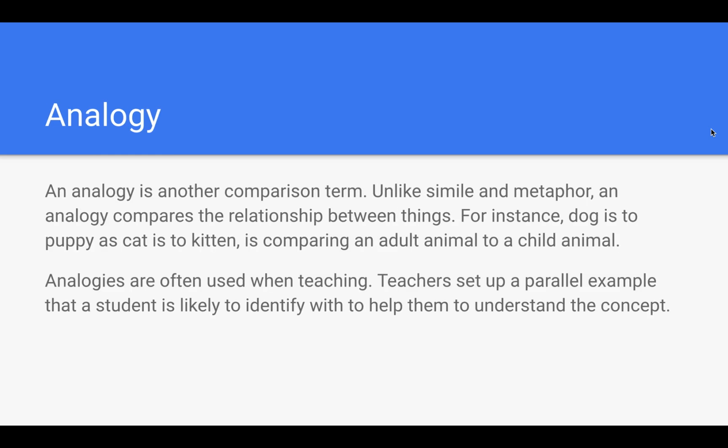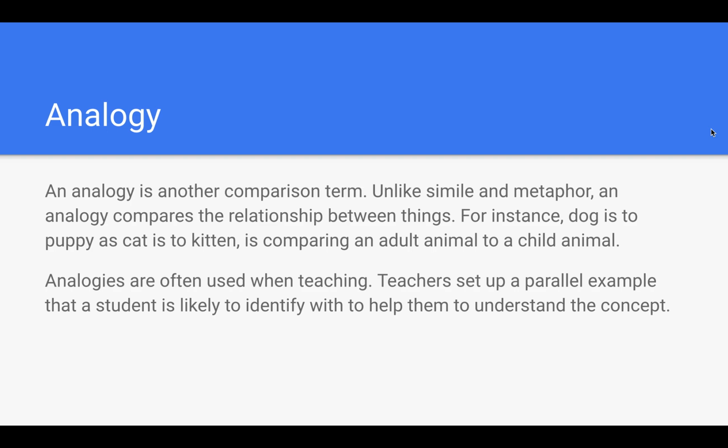And just to throw this in here, we'll be working with analogy a lot, but analogy is another comparison term. And unlike a simile or a metaphor, it compares the relationship between two things. So if you ever did analogy exercises, we might say dog is to puppy as cat is to kitten. Well, what we're really comparing is the adult to the child there, right? So when we do an analogy, we're trying to set up a circumstance where we understand relationship.